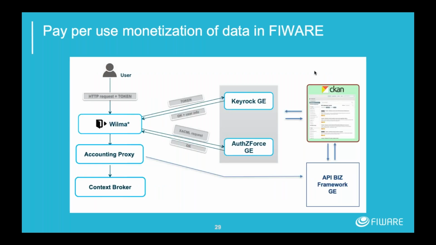In the case where you were doing monetization, you would have a PEP proxy in front of the accounting framework, which would say, can this user get hold of this thing? Is it going to be allowed through? And then once information had been passed by the proxy, it would also get the business framework to talk to CCAN. CCAN would then also request the information saying, am I really allowed to send this out? And then pass the information on.